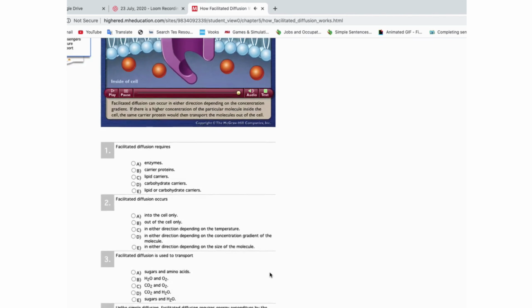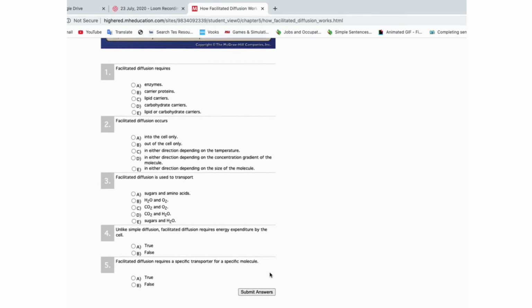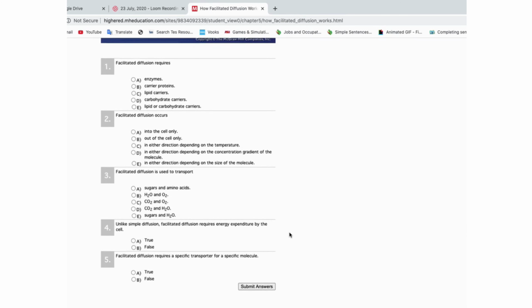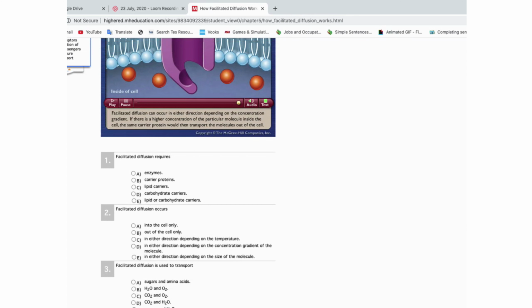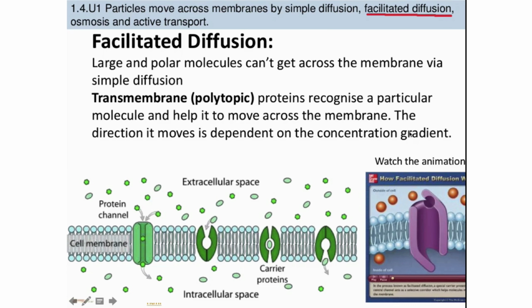Okay, and we've got questions related to facilitated diffusion that we're going to answer in the check. All right. As you see, facilitated diffusion happens with the help of carrier proteins, and these proteins recognize a particular molecule and help it to move across the membrane. The direction it moves is dependent on the concentration gradient, but it's always from higher concentration to lower concentration.